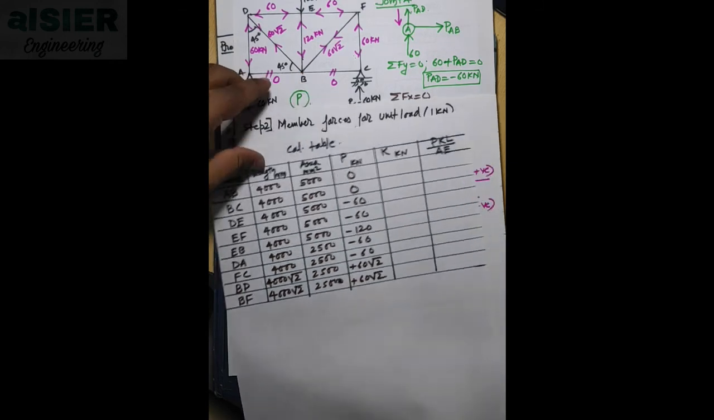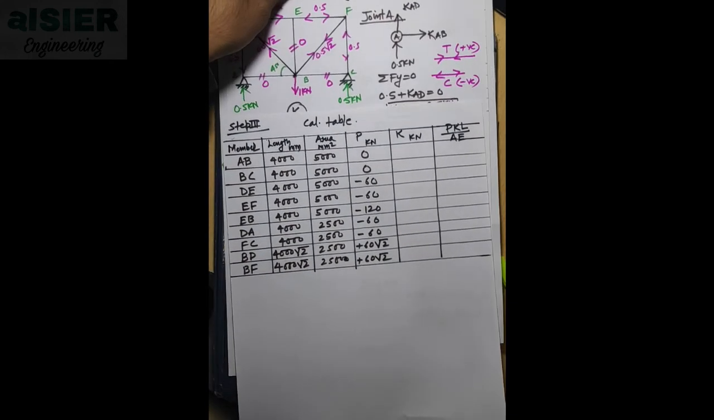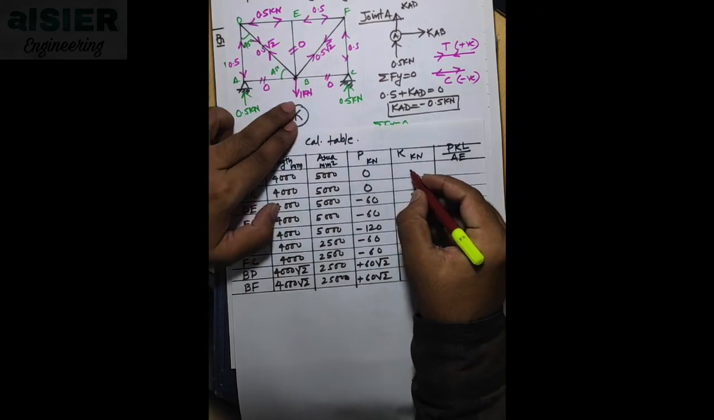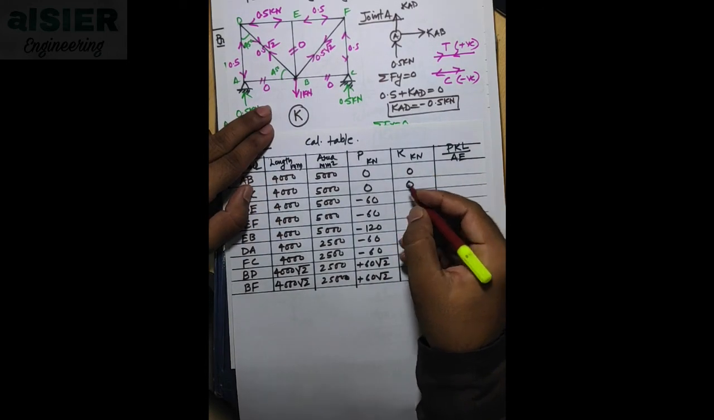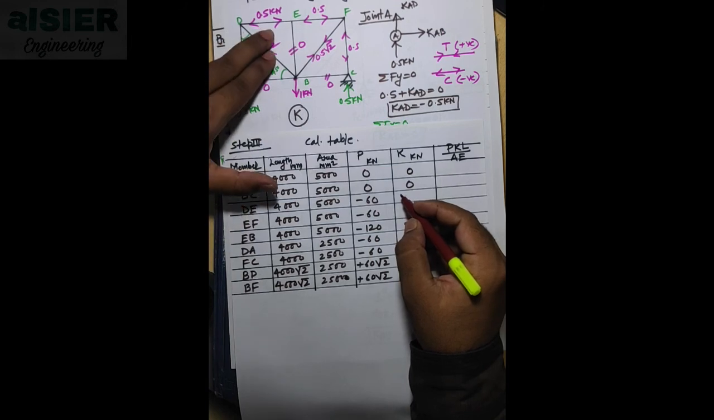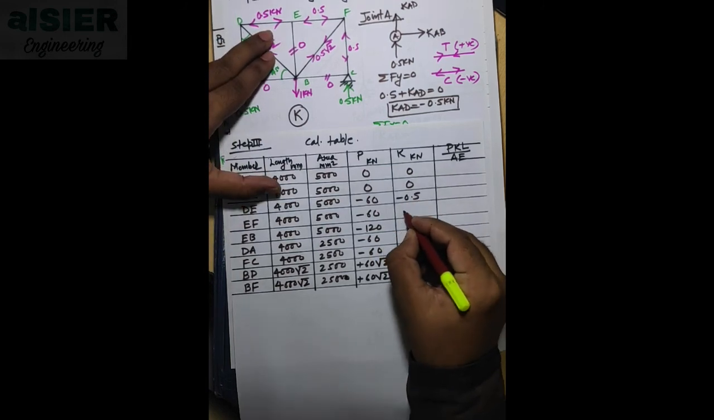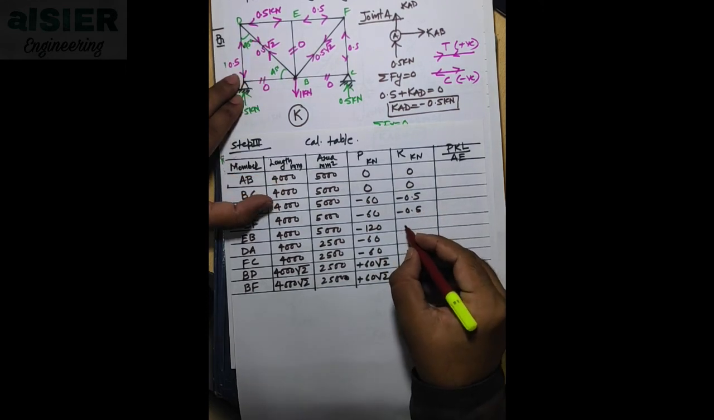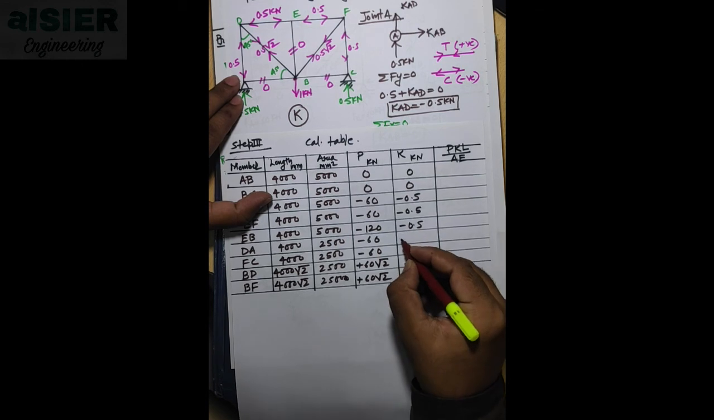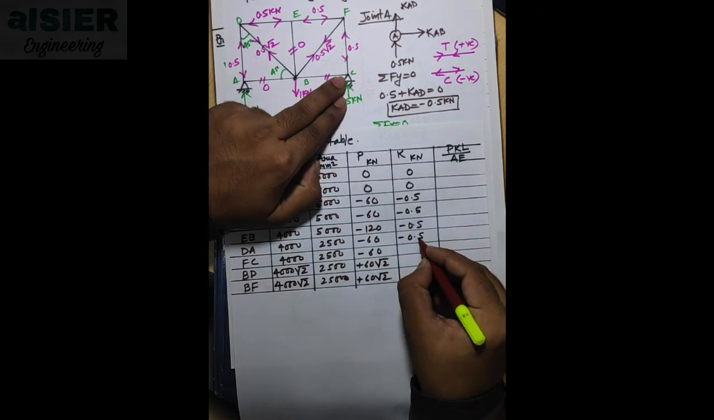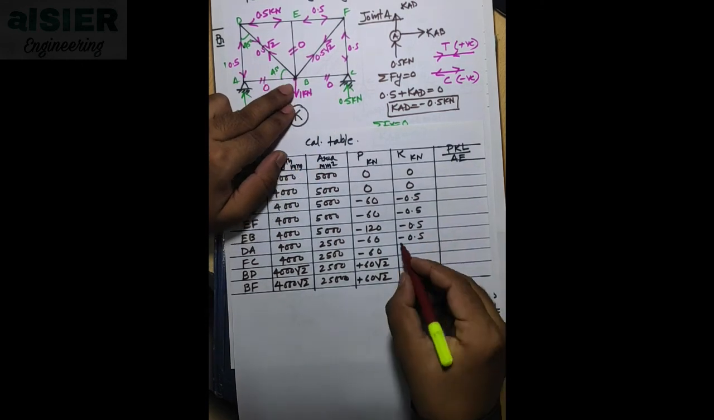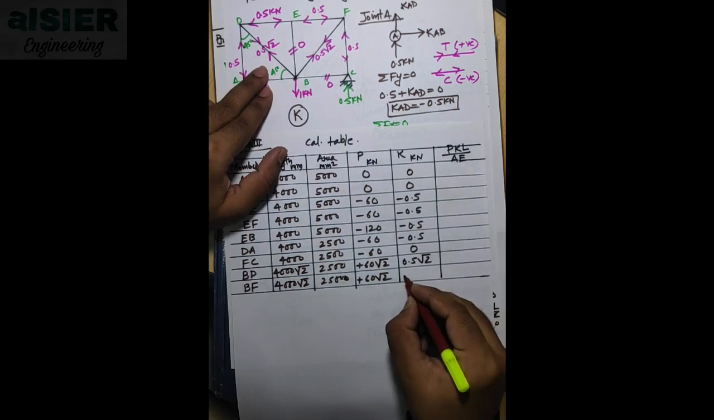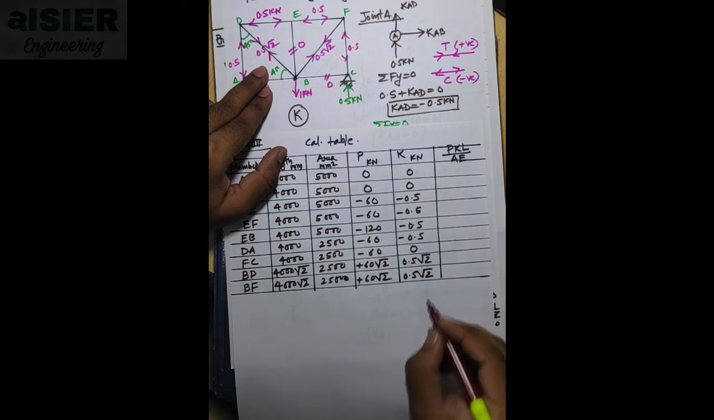Now we will refer to the small k diagram, or K diagram. Here again members AB and BC are 0. Then this member is away from the joint, so minus 0.5. Again minus 0.5, then again minus 0.5, and this is also minus 0.5. This EB is 0 and this is 0.5 root 2 and 0.5 root 2.